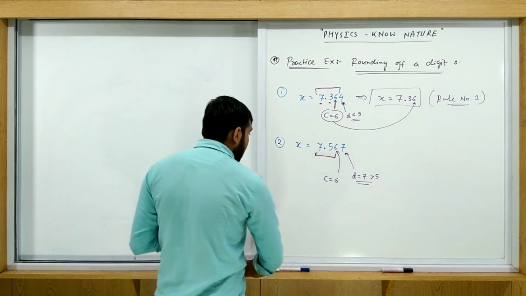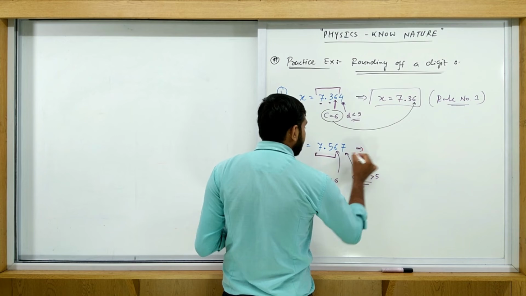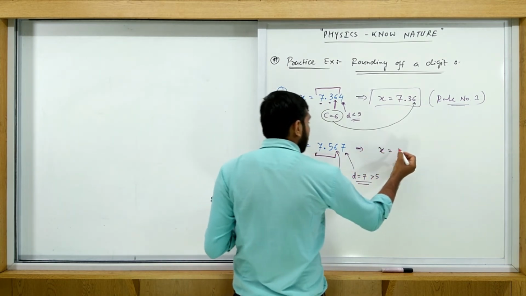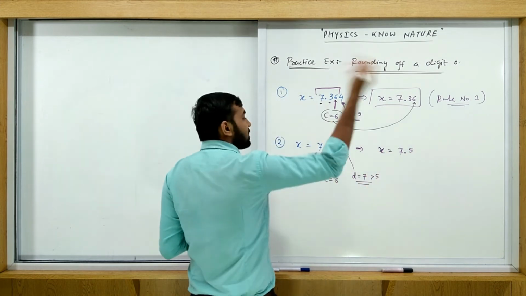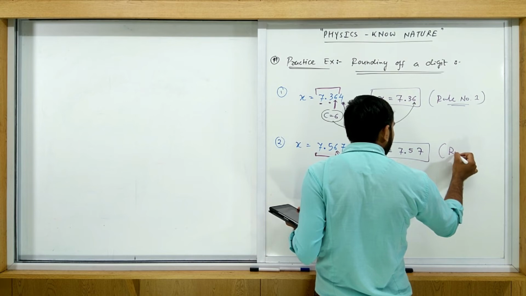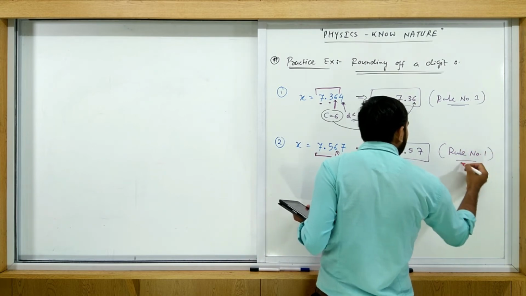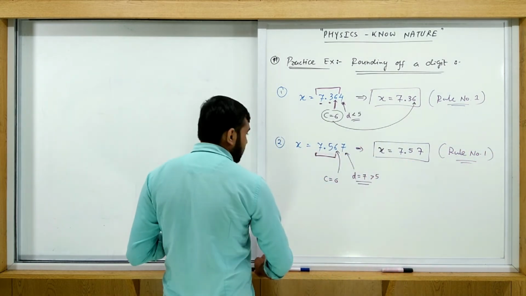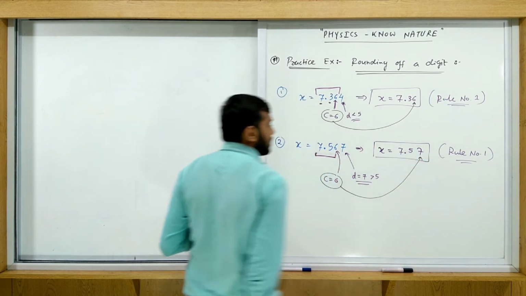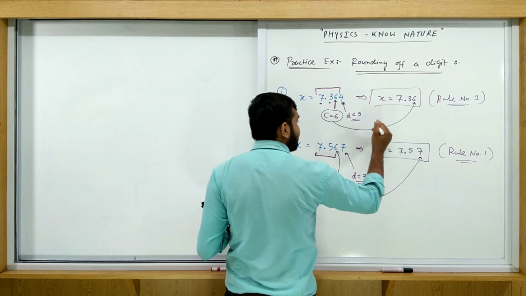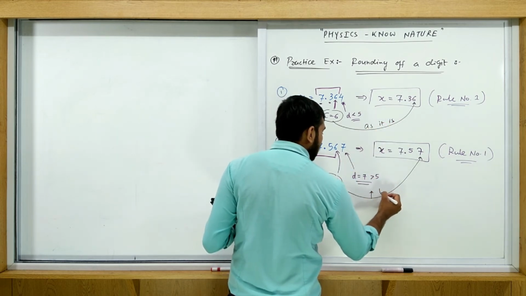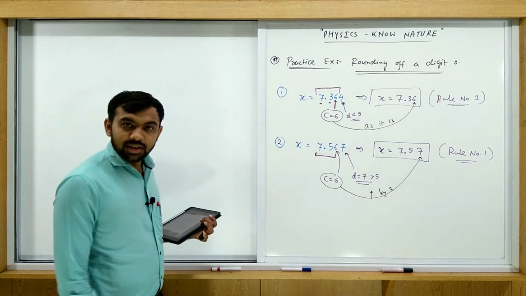So what is your answer? If you write the answer, you finally get this. This C is increased by 1. So the answer is x equal to 7.57, since 6 is increased by 1. Again, rule number 1: this 6 is increased by 1. Do you understand the problem statement?